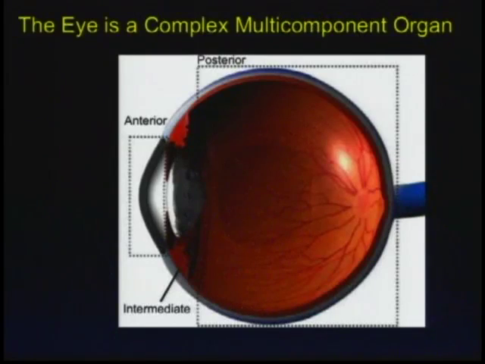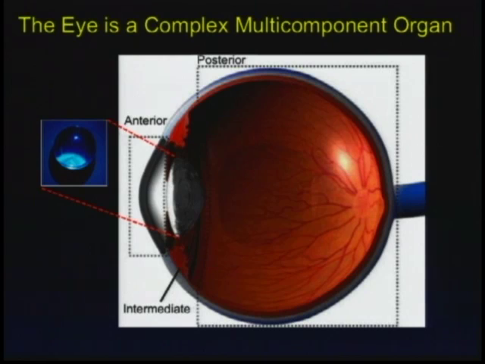So the eye in vertebrates is a complex multi-component organ. Roughly, it can be separated into three different parts: the anterior part, which contains the cornea; the posterior part, which contains the retina and the optic nerve; and the intermediate part, which contains the lens out here. And the lens is a unique component of the vertebrate body because it's a three-dimensional tissue which is completely transparent, as can be seen in this picture.